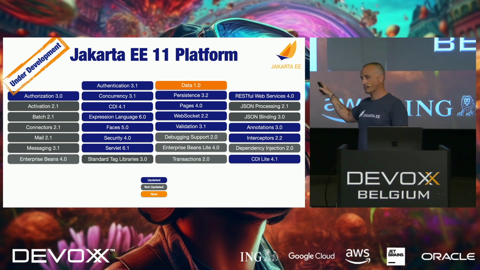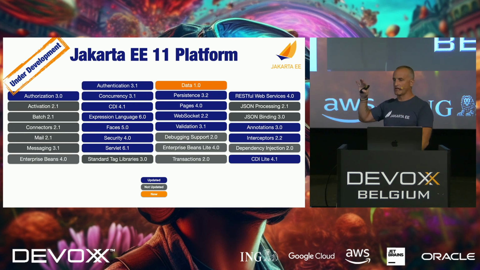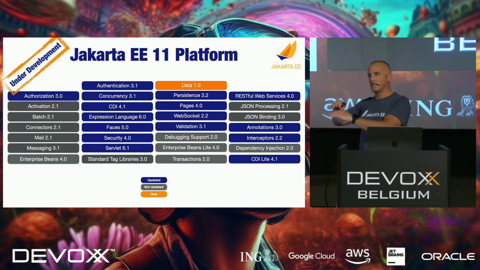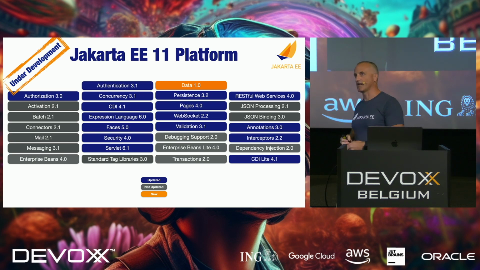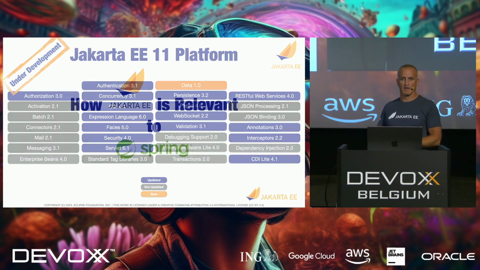Validation will add support for validating records. And persistence is adding a lot of convenient stuff if you're not using Spring Data, but using more native Hibernate and Jakarta Persistence. Persistence is adding a lot of goodies there that will make life easier for you.